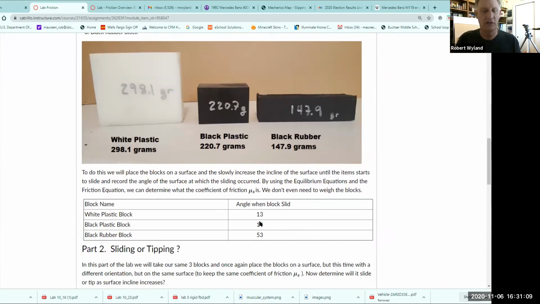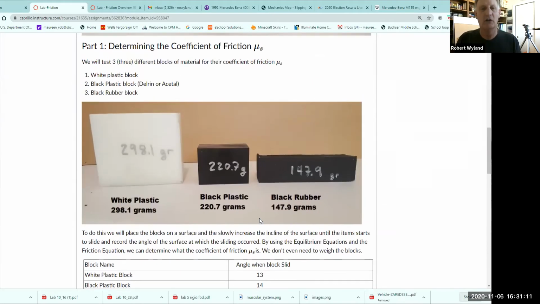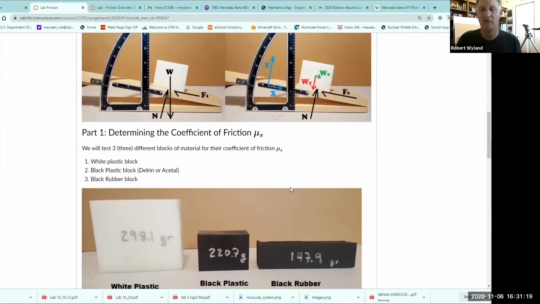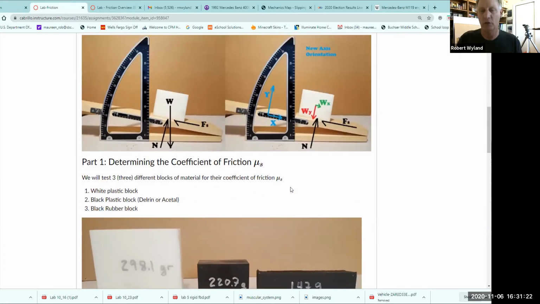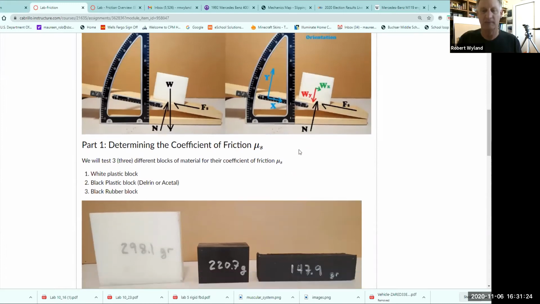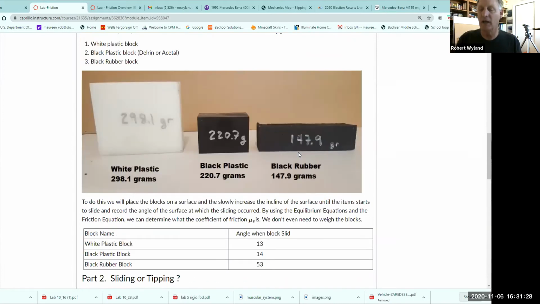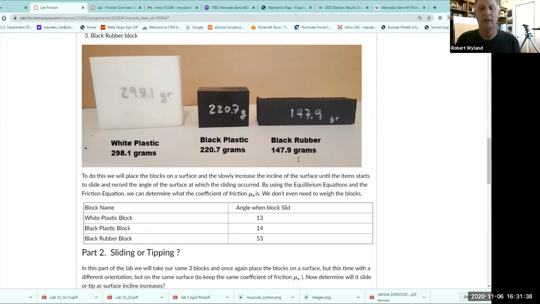So I wrote down the angles here so that you can work this out. In essence, what you want to do is do equilibrium equations for this diagram up here on the right and solve for mu s, the coefficient of friction. I also might add that I don't expect you to do the steps in this lab. That should relieve some of you, make some happy. No steps, just solve it. But please be clear in what you're doing.